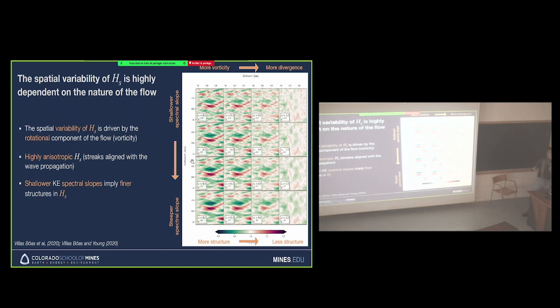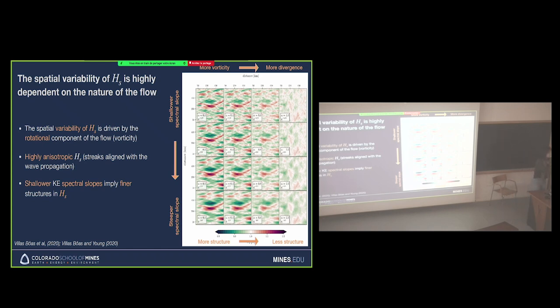The other thing that pops up that's really interesting is that the significant wave height response is highly anisotropic. You see these streaky-like features that are aligned with the direction of wave propagation. In all the simulations, waves are propagating from the left boundary to the right boundary, so you see these streaky-like features, and most of the variance is in the across-wave direction.